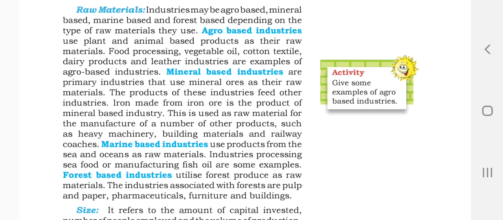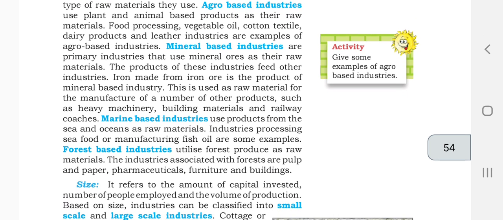So next one is marine based activities, which use products from the sea and ocean as raw materials. Industries processing seafood and manufacturing fish oil or other oils are some of the examples of marine based industries.